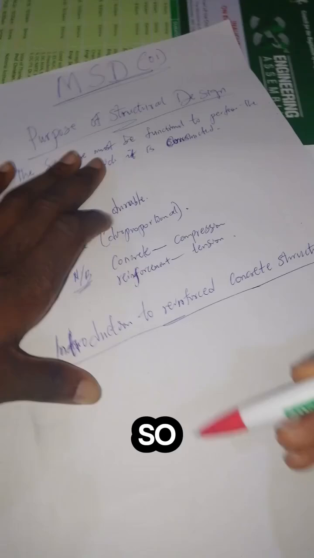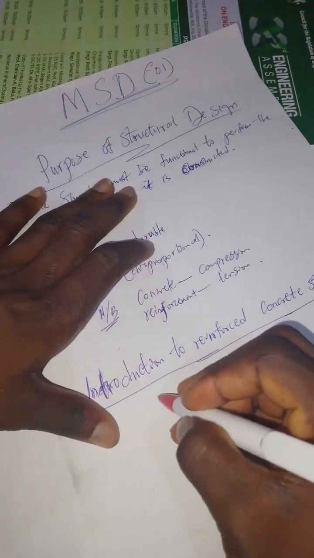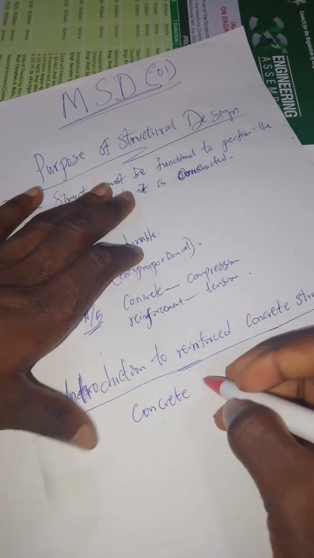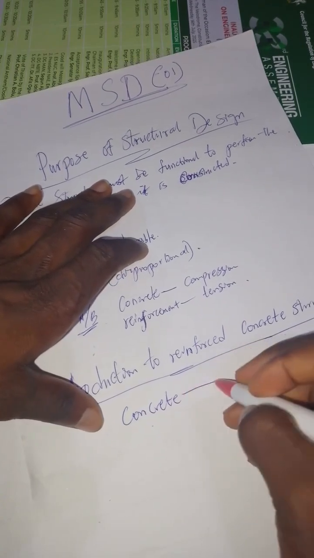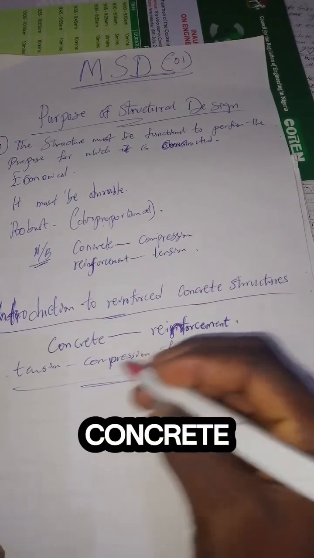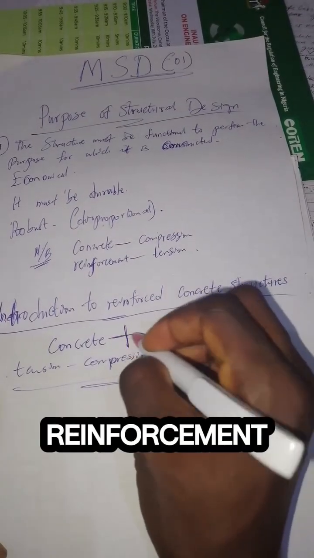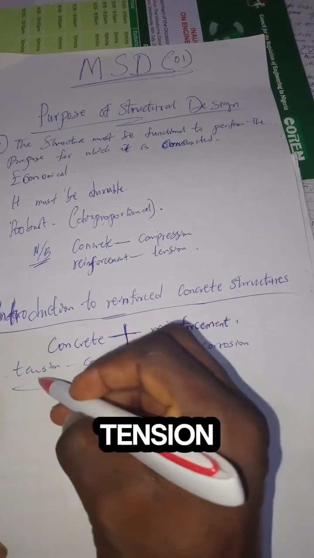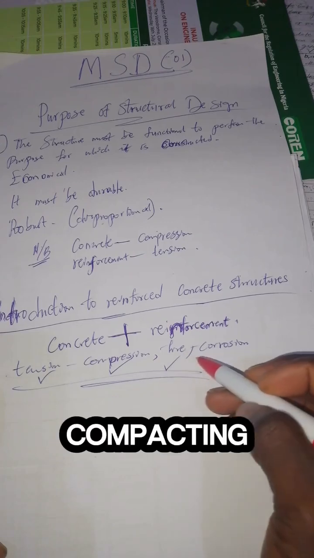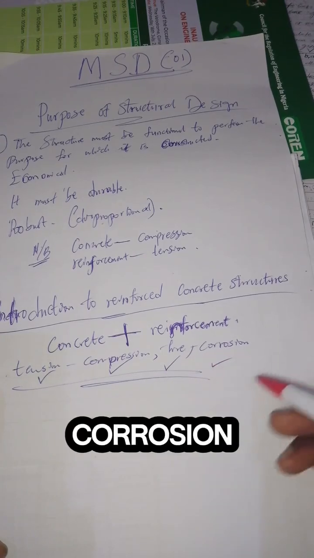So our concrete and reinforcement: concrete plus reinforcement is good in tension, compression, fire, and corrosion.